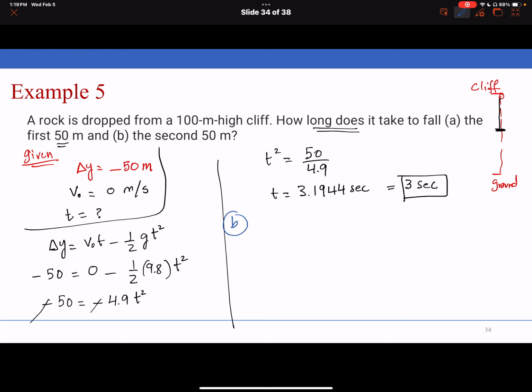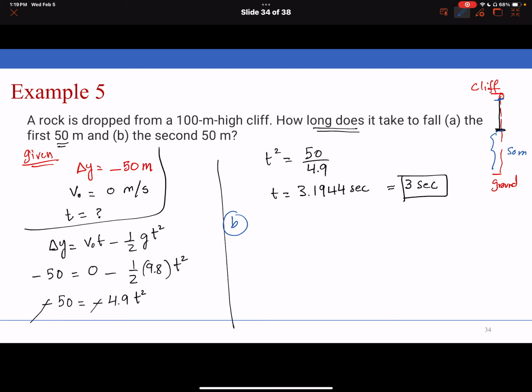Part B of the question says the second 50 meters. So now for the first 50 meters, the object took 3 seconds rounded, but for the second 50 meters, the second part of the trip, how long does it take? You cannot say it also takes 3 seconds because the object is accelerating. So the speed is going to be different.